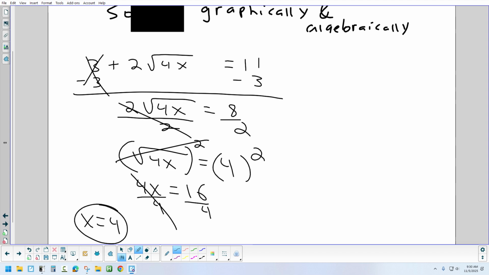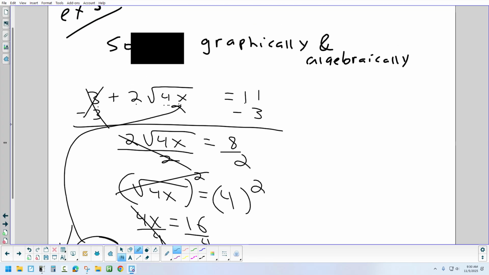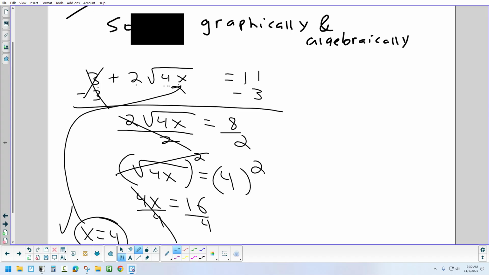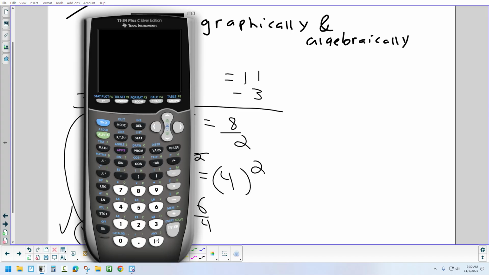Okay, let's check it. Plug it back in. 4 times 4? 16. What's the square root of 16? 4. 4 times 2? 8. 8 plus 3. Perfect. So that answer works. Any questions on that?